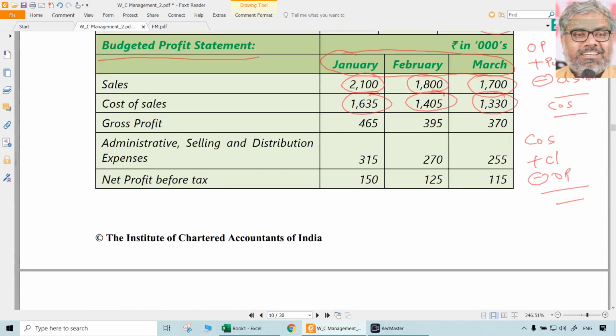Now income statement wise, sales we have taken, and from that we have derived collection from debtors. From cost of sales we found out purchases, and from the purchases we found out how much is the amount paid to the creditors. Real cash flow only we need. So these are all accrual concept items. We converted them to cash concept items. But in addition to that, there are expenses also. Administrative, selling and distribution expenses, 315, 270, 255. For sure, these are all outflows, expenses.